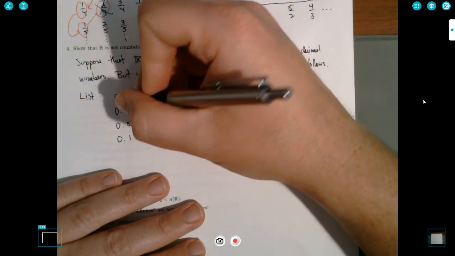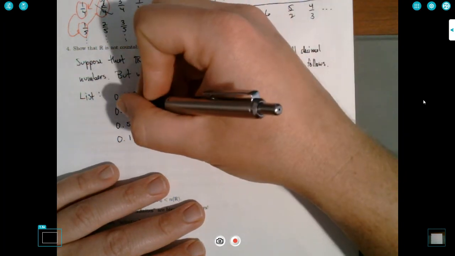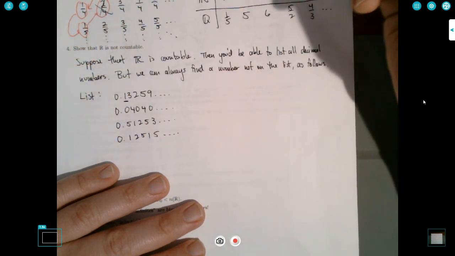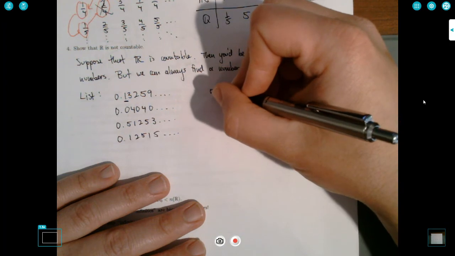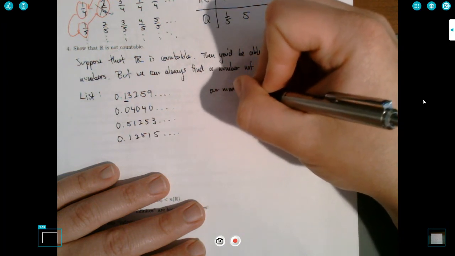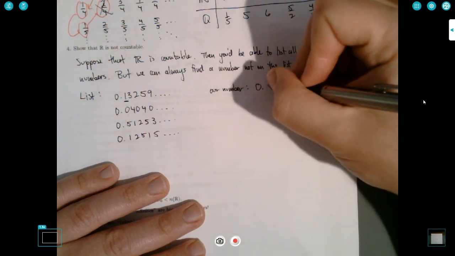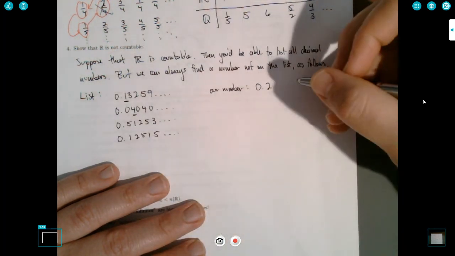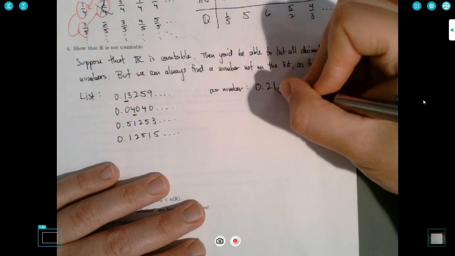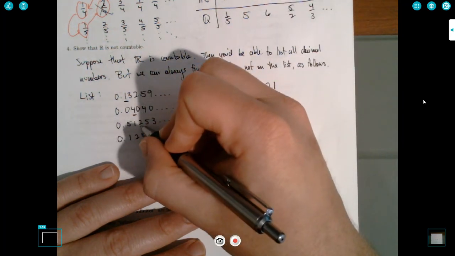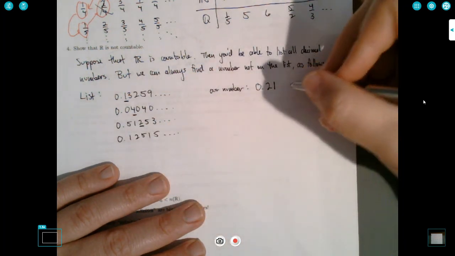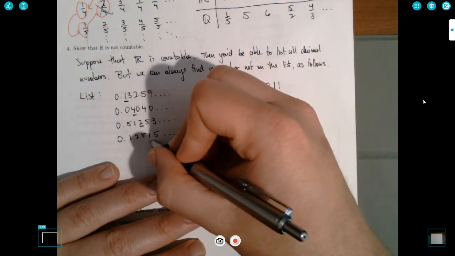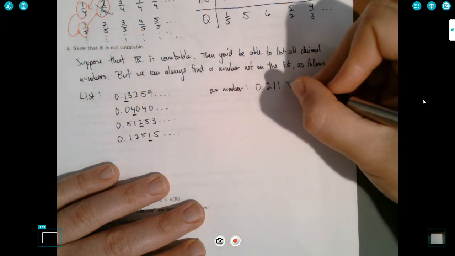So looking at the first number on the list and looking at the first decimal place, it's a 1. So we're going to make ours a 2. So our number is going to be 0.2, since that was a 1. Looking at the second number on the list, it's a 4. So we're going to make our second decimal place a 1. Looking at the third decimal place of the third number, it's a 2. So we're going to make ours a 1. Looking at the fourth decimal place of the fourth number, it's a 1. So we're going to make ours a 2.